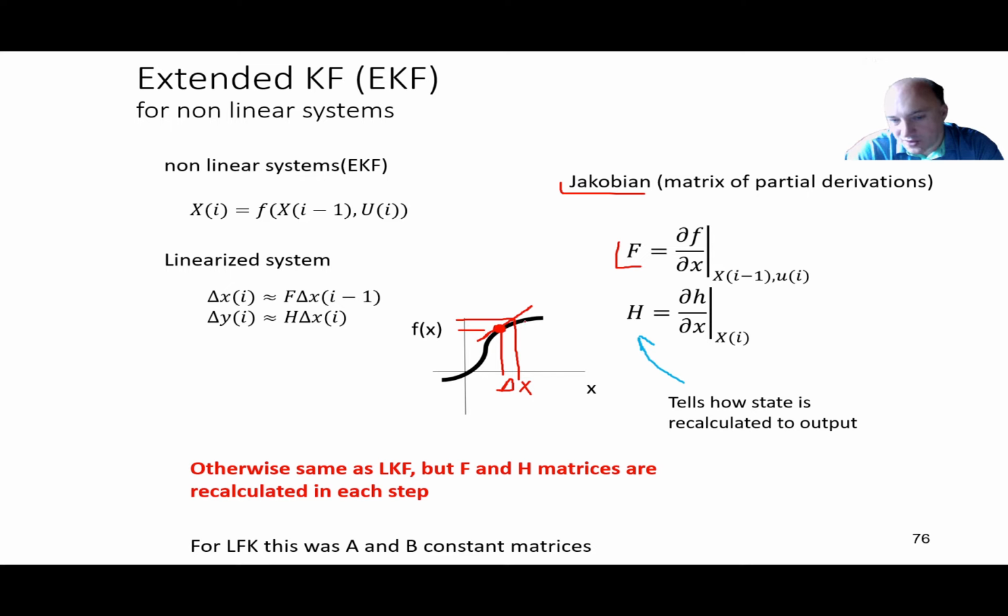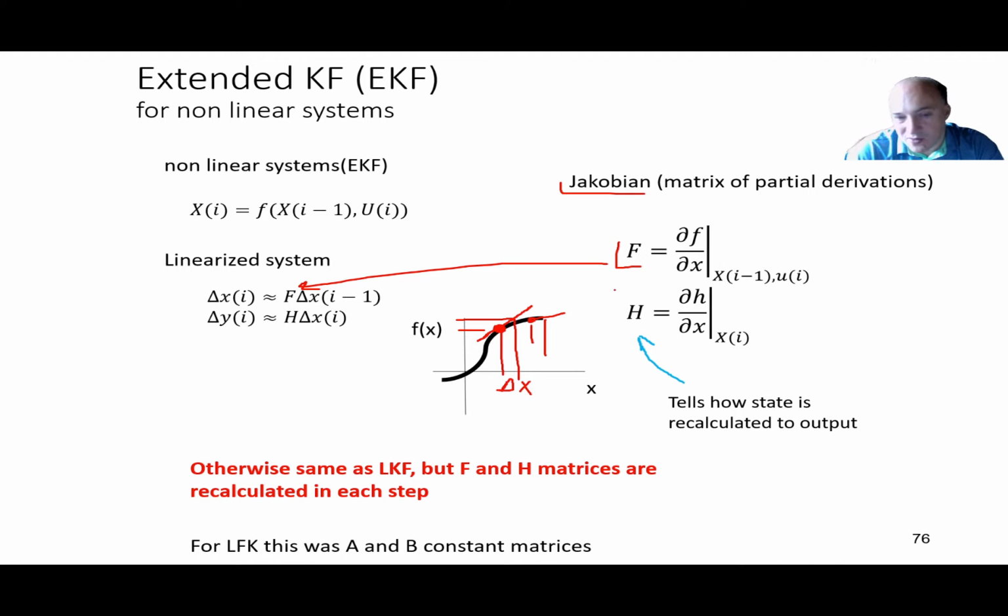So for example, when I am at this point, I can calculate the slope by calculating the partial derivatives. I have here my slope, then if I have delta x here, I can calculate the new value of f(x). So at the end, we will again obtain a linearized system, and we will again work with some matrix. But now we will not call the matrix A or B, but we will call it F and H, because it is a different matrix than we had in the linear system.